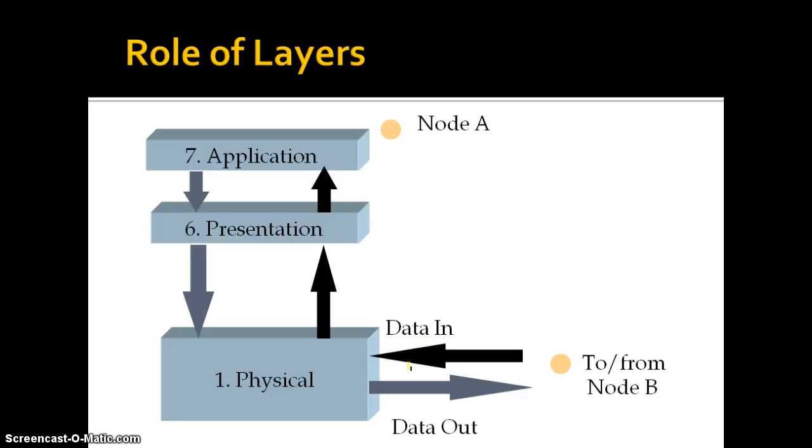This slide shows the role of layers, node A and node B. From node A, the data will be going from the application layer, then to the presentation layer, and it will pass through the rest of the layers, reaching the physical layer, from where the data will go out to node B. Similarly, if we have any data coming from node B, it will be coming in, that is the data in arrow that shows, it will be going into the physical layer and then it will reach the application layer and hence node A.